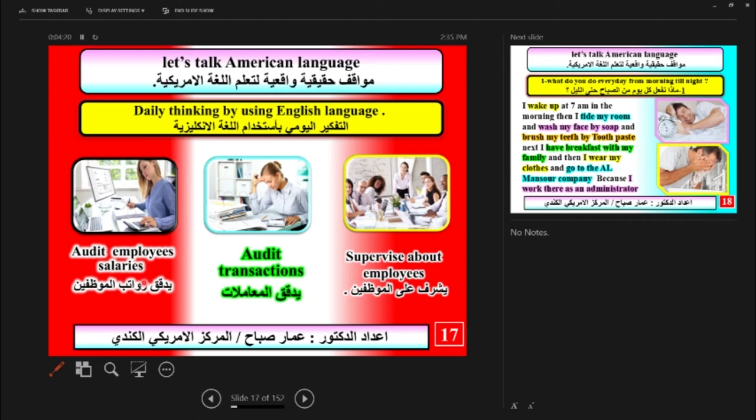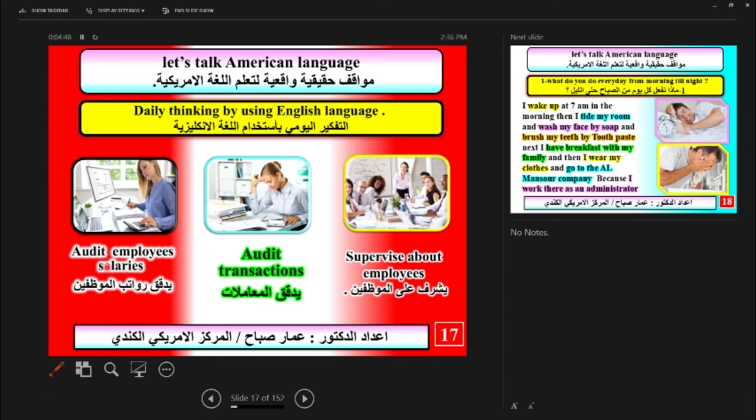Yes, the English language is the opposite of the Arabic language. When we put noun by noun, we put them in the opposite way, even adjectives. The adjective comes before the noun. Okay? The opposite of the Arabic language.